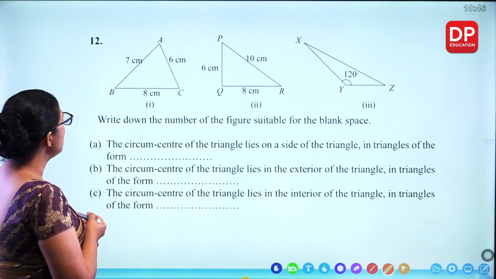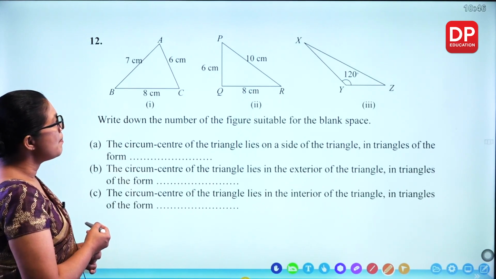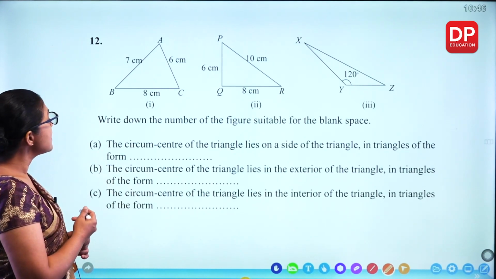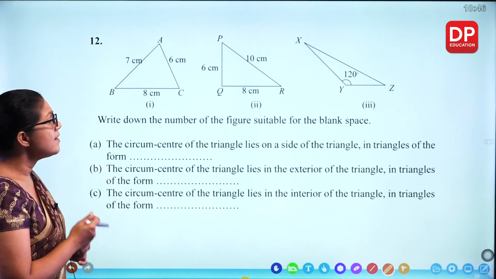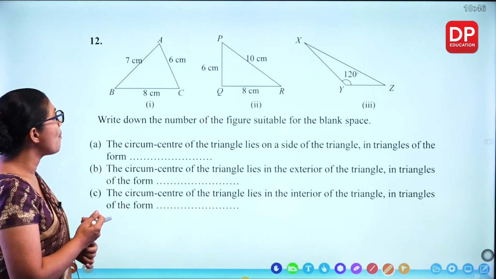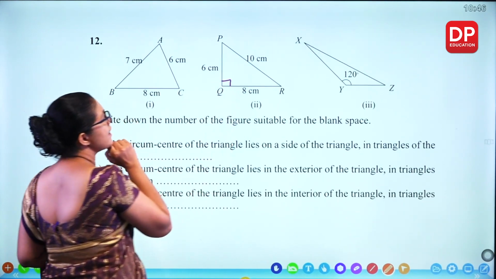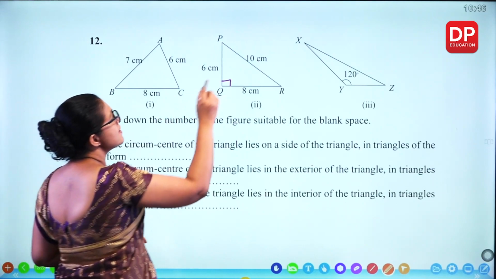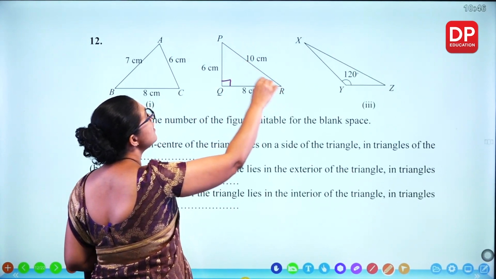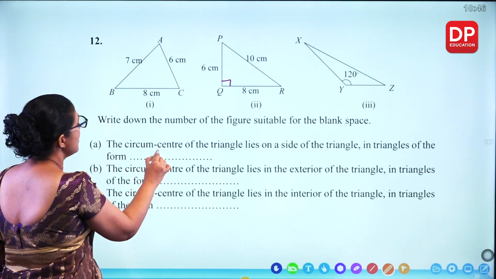Question number 12. Write down the number of the figure suitable for the blank space. The circumcenter of the triangle lies on a side of the triangle in triangles of the form... So, when it's a right angle triangle, the circumcenter lies on the hypotenuse. So, which one is suitable?